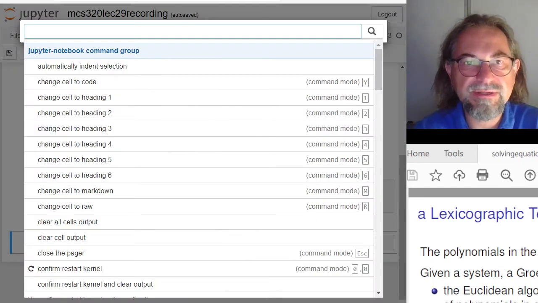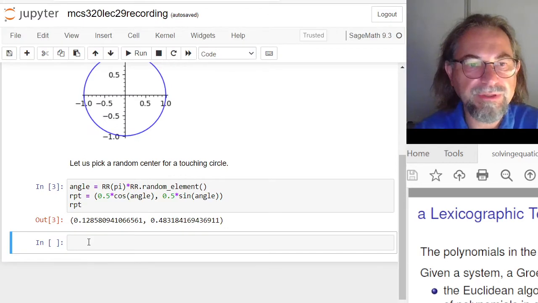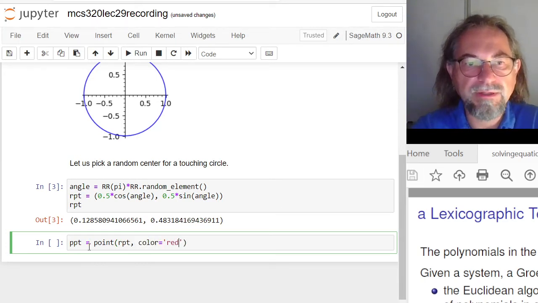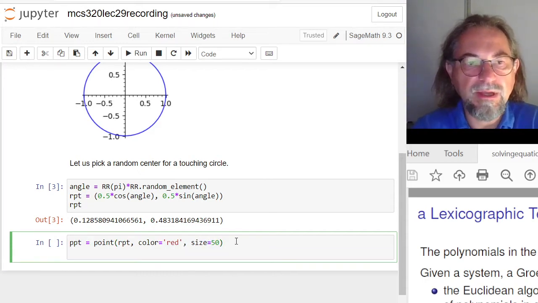So there is the plot of the point. With the point, I give the coordinates, which is the tuple. I will make a red disk, a big fat disk. And I have already the unit circle, so I will add the unit circle and display this point.